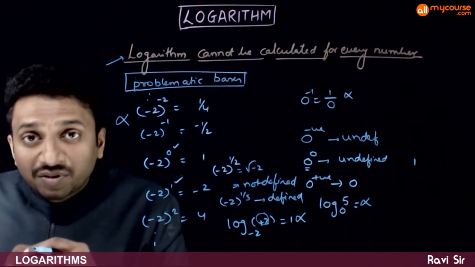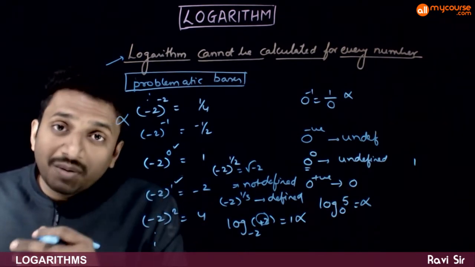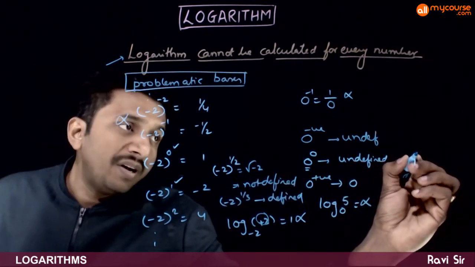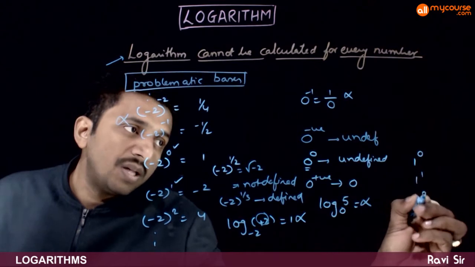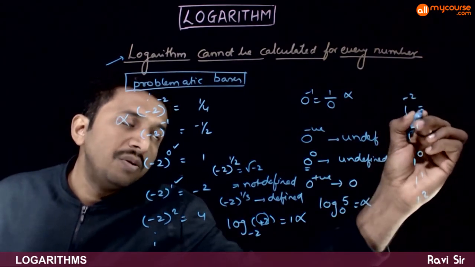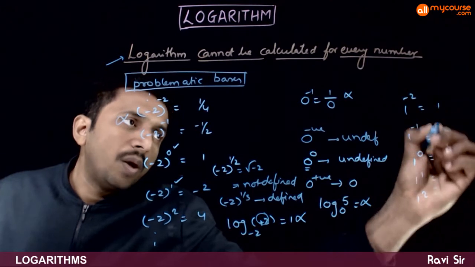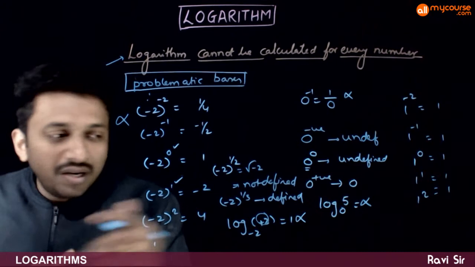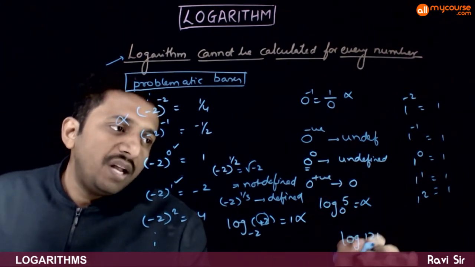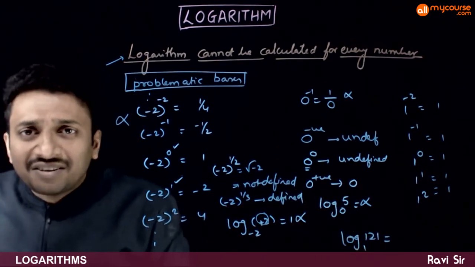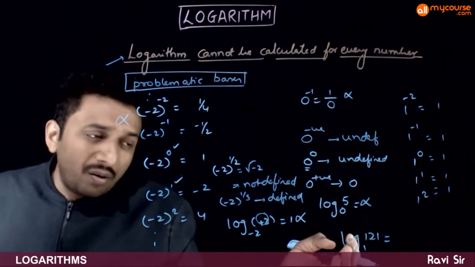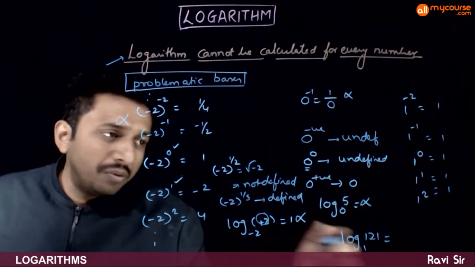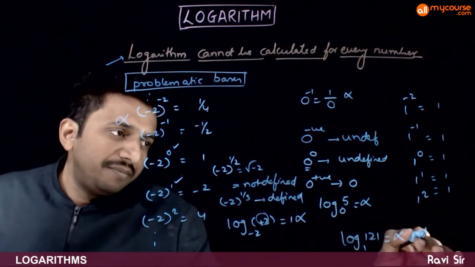So can it be any positive number? Again, among all the positive numbers, 1 is a problematic base. Because 1 power any number, 1 power 0, 1 power 1, 1 square, 1 power minus 1, 1 power minus 2 are all equal to 1. So 1 to any power is equal to 1. So if I ask you log 121 to the base 1, what should be the answer? There is no answer, because 121, whatever power you give to 1, you always get 1 as the answer. Can you get 121 as the answer? No. It is not defined.